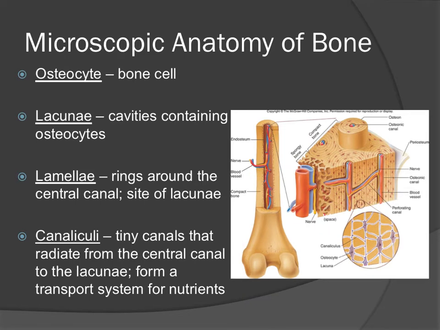An osteocyte is a bone cell. So this is a cell that lies within the substance of fully formed bone. It occupies a small chamber called the lacunae. The lacunae is the cavity containing the osteocytes. The lamellae is the rings around the central canal and is the site of the lacunae. Then the canaliculi are the tiny canals that radiate from the central canal to the lacunae, and then they form a transport system for our nutrients within our bones.